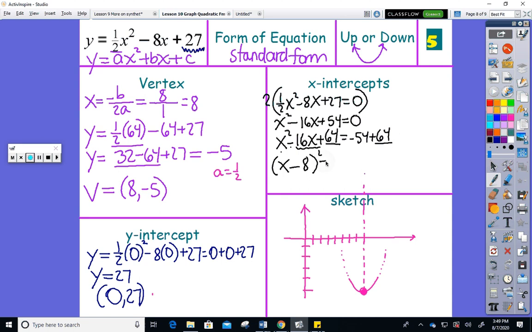Negative 54 plus 64 is 10. So x minus 8, take the square root of that side, equals plus or minus the square root of 10. Take the square root of that side. So x equals 8 plus or minus the square root of 10. Guys, this is the answer that I want you to give me.